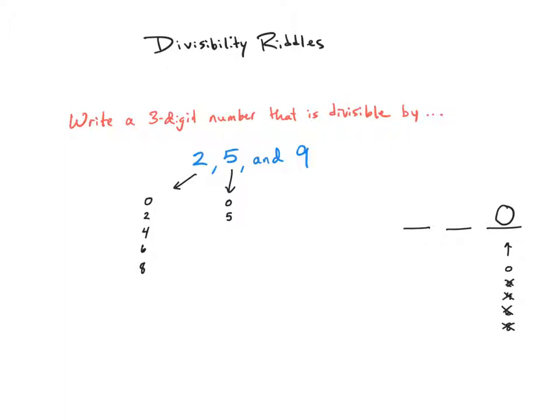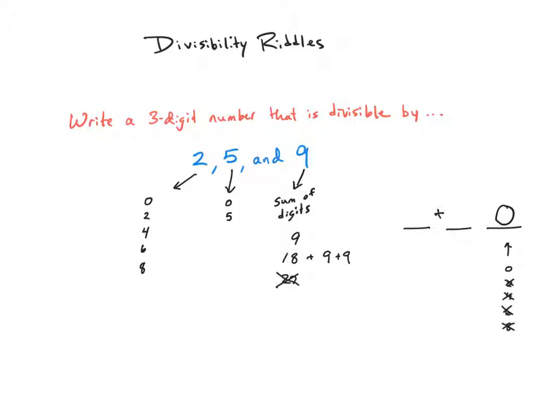The rule for 9 tells me that the sum of the digits must be divisible by 9. So that really means that, because I have a 0 in the ones place, if I take these 2 digits right here, they just need to add up to something that I can divide by 9. So numbers that I can divide by 9 are 9, 18, 27, and so on. But when I'm adding two one-digit numbers, there's no way I can get 27. Now I can get 18, but they would have to both be 9s.